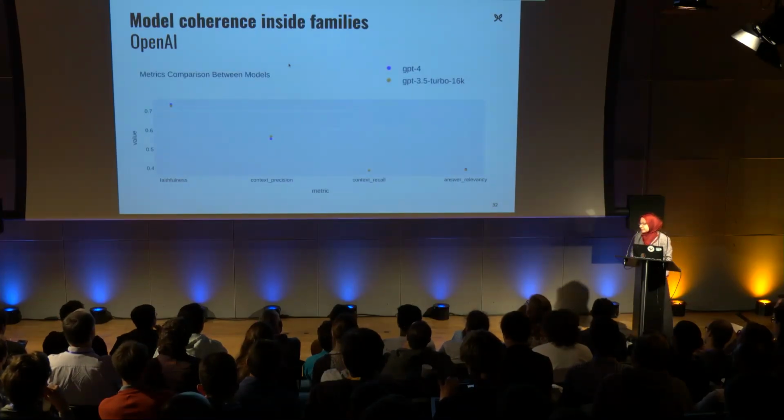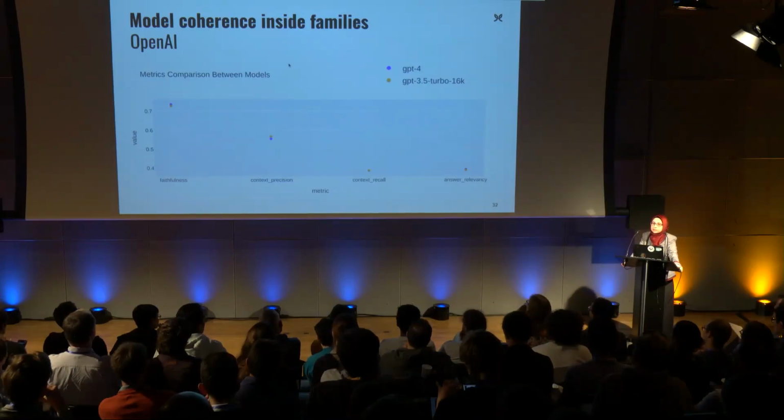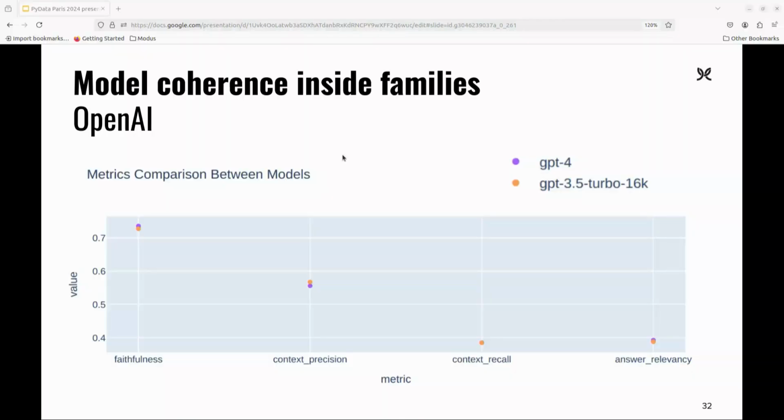So what we've seen so far is that these models are not coherent, they don't give you the same answer, and they are also not correct in most cases. But there's an exception to that, which is the OpenAI models, because if you look here at the average value over the 200 questions for all the metrics, you can see that GPT-4 and GPT 3.5 almost overlap.